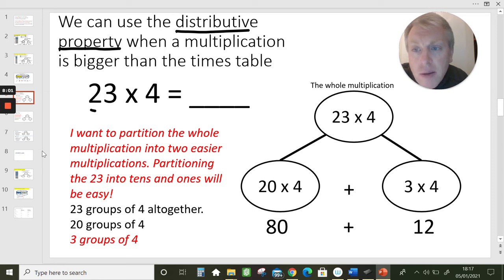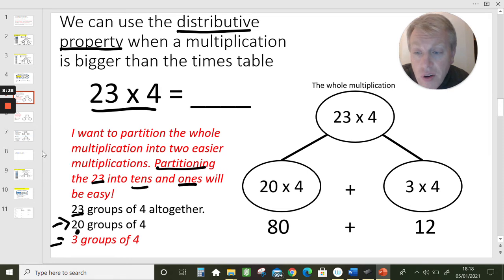Oh, I learnt my times tables when I was at school. I learnt my 4s. I didn't learn them up to 23 times 4, and the reason is I don't need to. I can split 23 groups of 4 up into easy ones. I'm going to partition the 23 into how many 10s and how many 1s. 23, I'm splitting that 23 into 20, can you see here? And 3. 20 groups of 4 and 3 groups of 4.